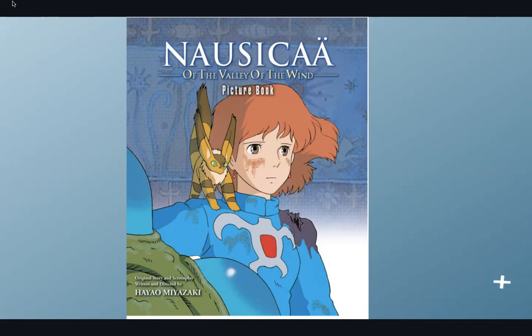Now, with this film being animated, unlike the other ones that we've studied, Bryce, did you notice anything about the setting and the costumes?